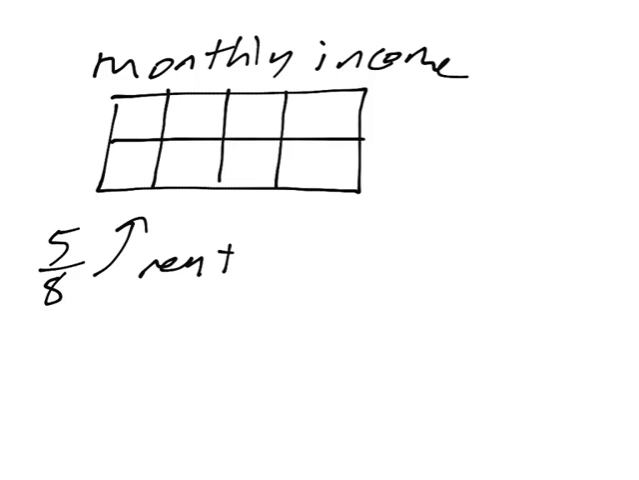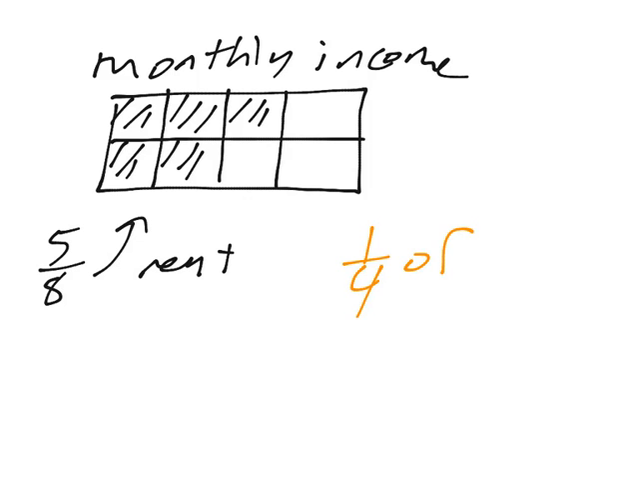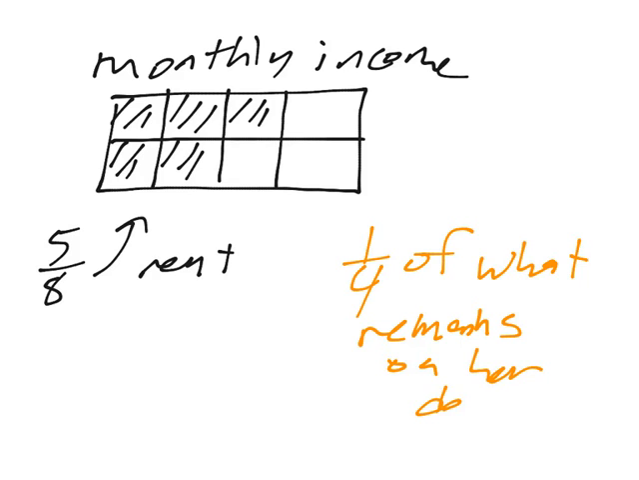So the problem with what I've just done is that now we've got to spend 1/4 of what remains on her dog. As I look at what remains, it's kind of confusing to think of how I am going to break that up into 4 equal pieces to shade one of them. So I'm actually going to start this over.